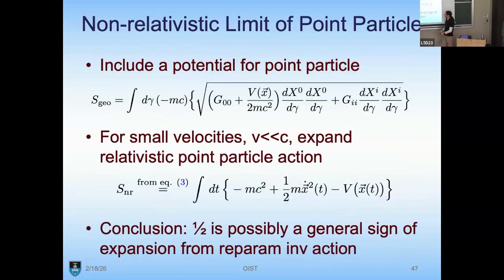In terms of a point particle, we take the relativistic point particle action and expand it, and we see a 1/2. And this 1/2, we think maybe that indicates that if I have a half in the theory I'm considering, maybe there is a more invariant theory that I should rather be considering.